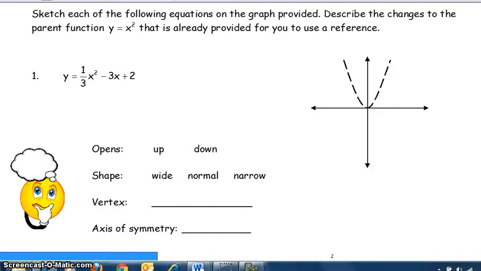In this example, we're going to compare the graph of the function y equals 1/3 x squared minus 3x plus 2 to its parent function. Now keep in mind that the parent function is a parabola with its vertex at the origin. So I'll go to my calculator.